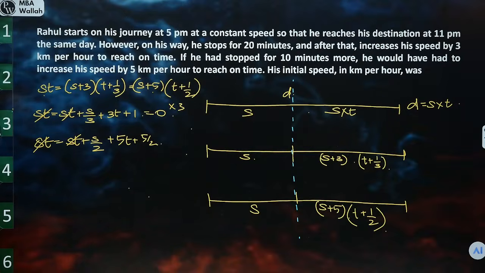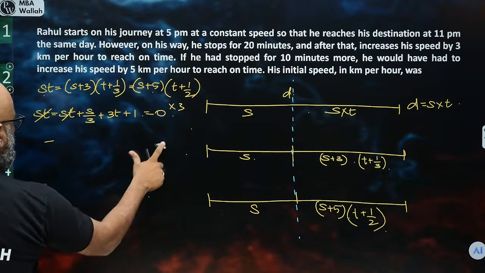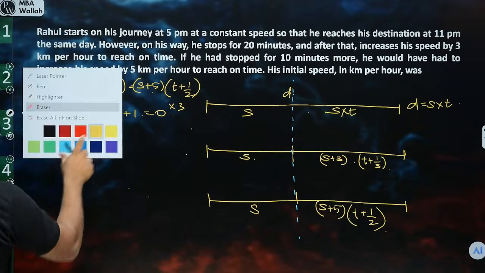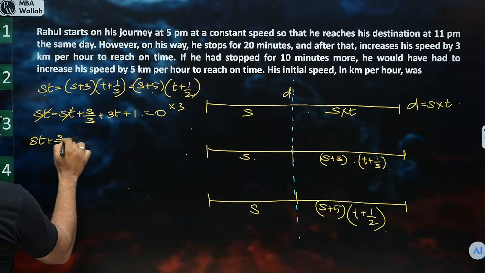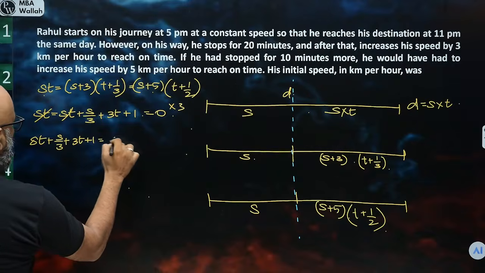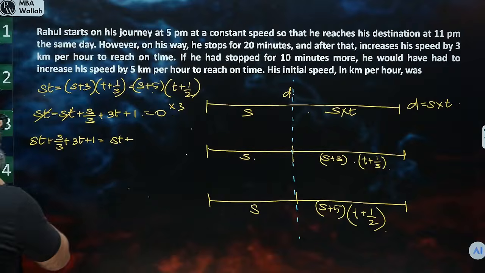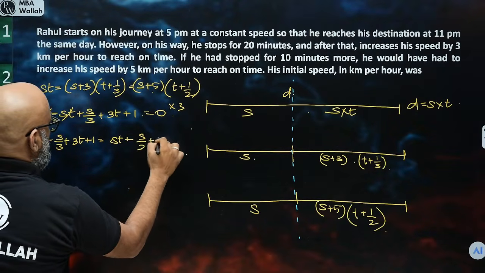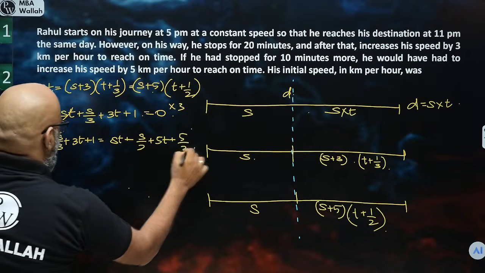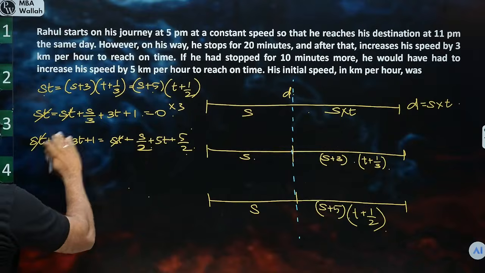Where is it going wrong? Let me equate these two and then see where it takes me. So this will be st plus s by 3 plus 3t plus 1 is equal to st plus s by 2 plus 5t plus 5 by 2. St gets cancelled.